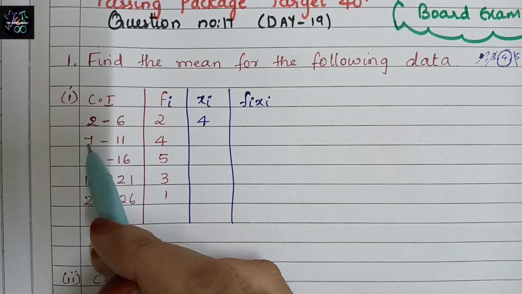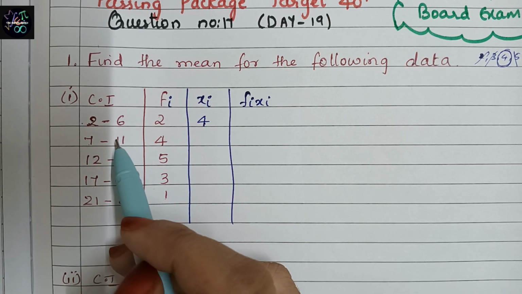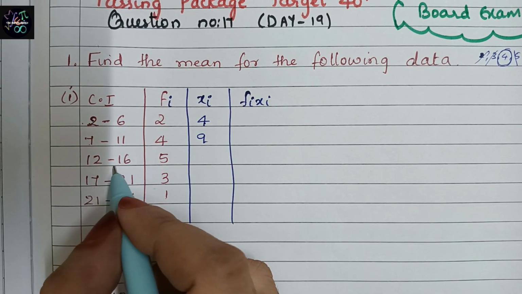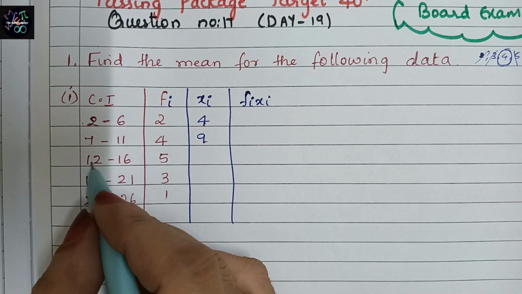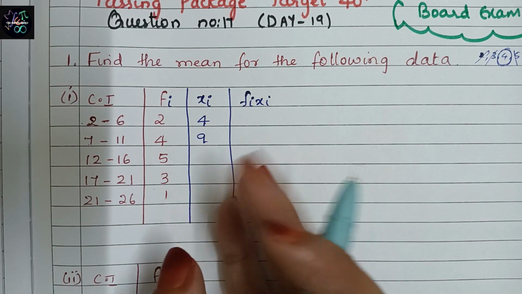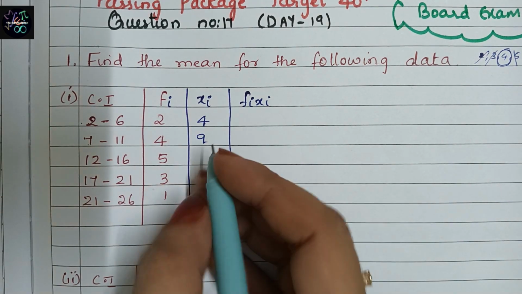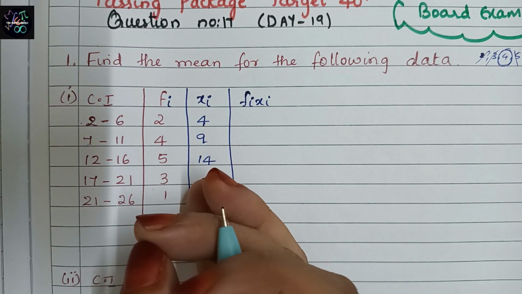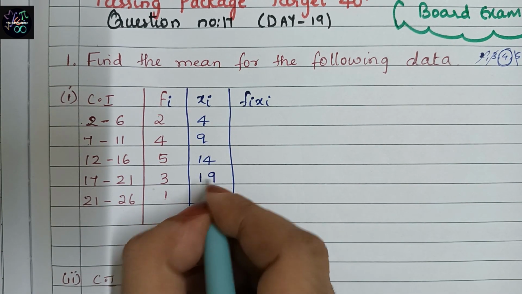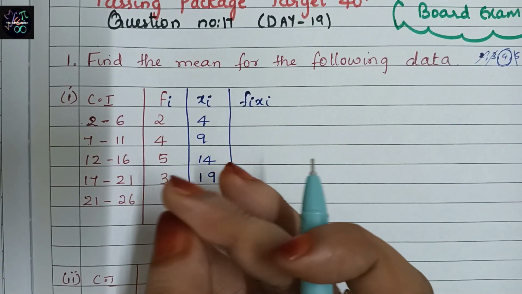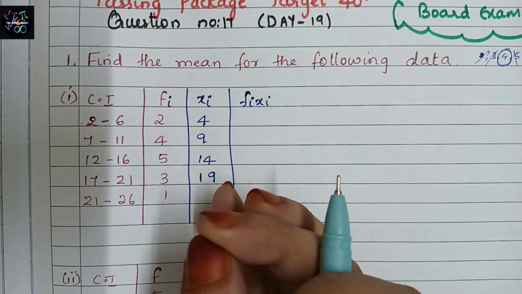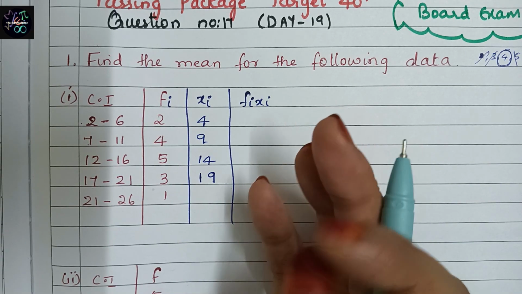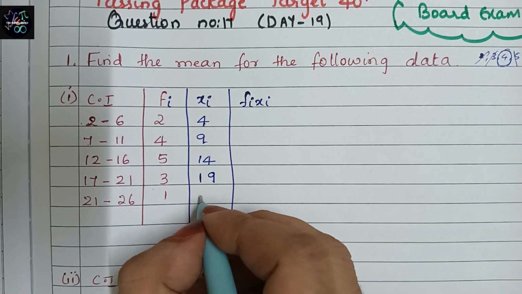In this way also we can do. 11 plus 7 is 18, half of 18 is 9. In the same way, 16 plus 12, we can write in this way, or we can directly find the middle number 12, 13, 14, 15, 16. So 14 is the middle number. Then 17, 18, 19, 20, 21. So 19 is the middle number. Then 21, 22, 23, 24, 25, 26. 24 is the middle number.